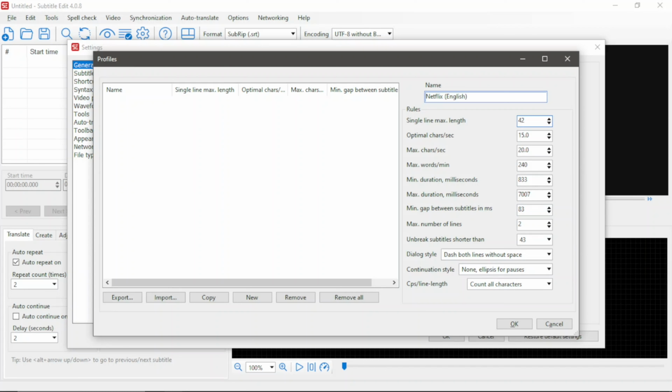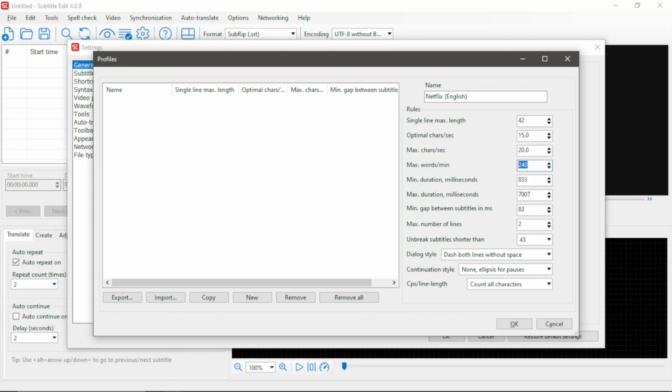The profile is just a set of requirements that the text has to meet while captioning. You can use any captioning software to modify these settings as well and follow along. This is a sample illustration on how to set up text restriction requirements for Netflix English captions. Single line maximum length should be set at 42. Optimal characters per second should be set at 15. Maximum characters per second should be set at 20.